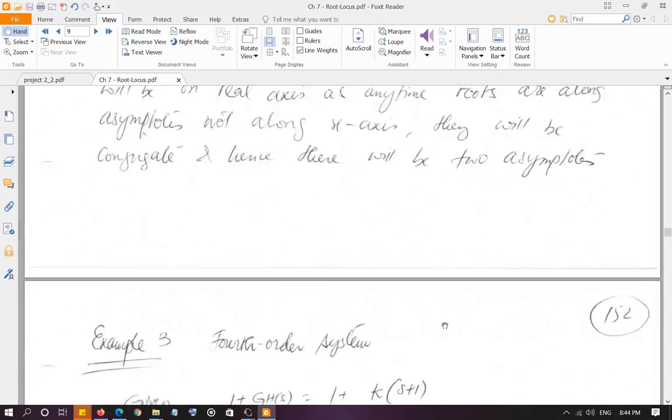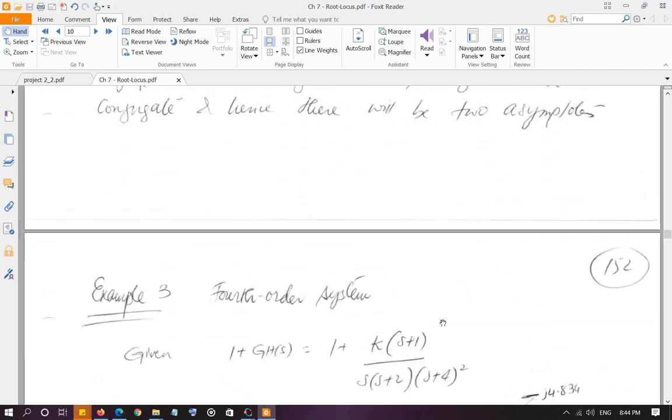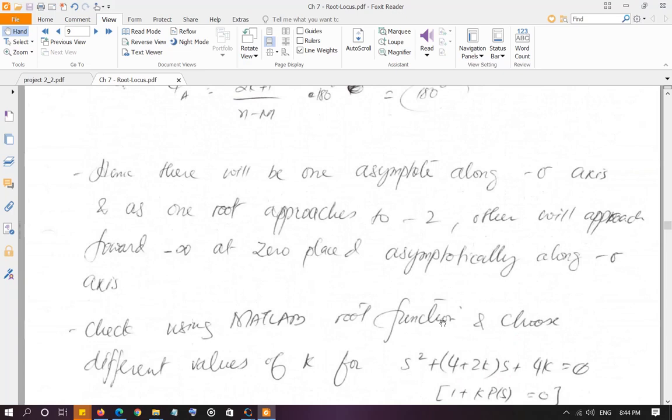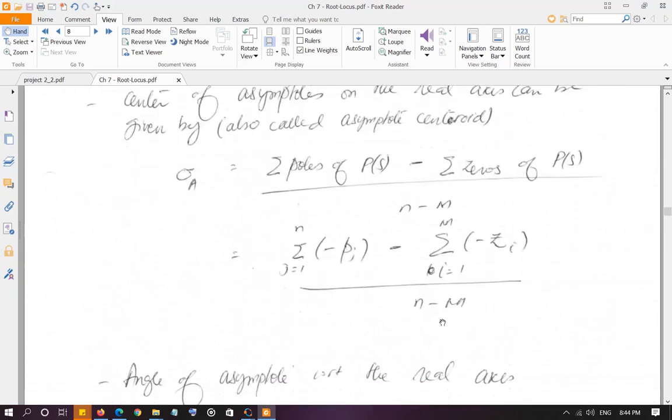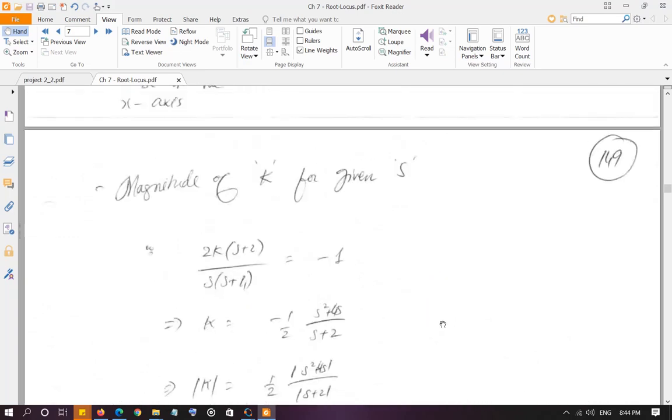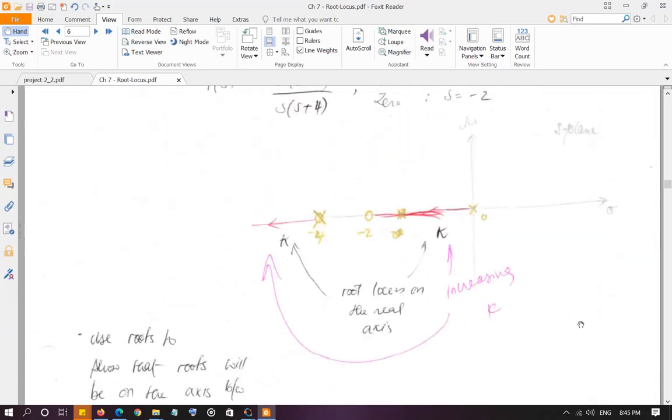So let's see. Do I have the plot? Let me go back actually. Right here when I plotted that. Where did I plot it? Right here. This is where I plotted it.